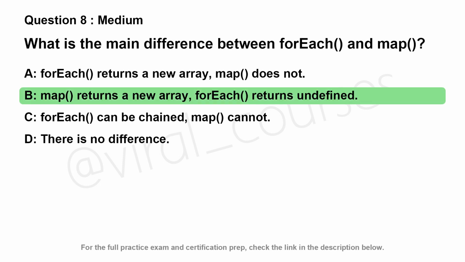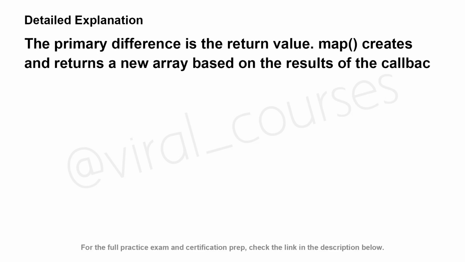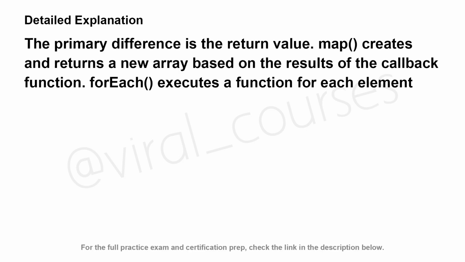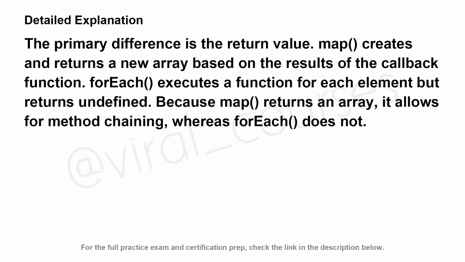The correct answer is B. The primary difference is the return value. Map creates and returns a new array based on the results of the callback function. forEach executes a function for each element but returns undefined. Because map returns an array, it allows for method chaining, whereas forEach does not.